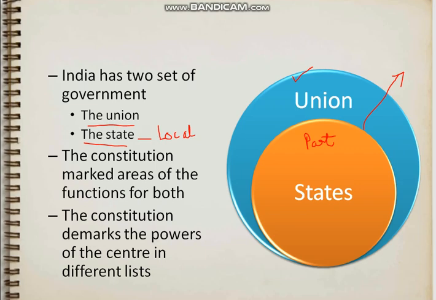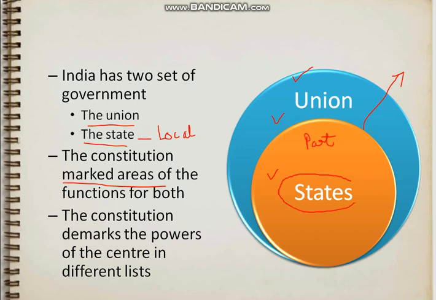The Constitution marked areas of both the functioning. The Constitution has marked the areas where the state will work and where the union will work. That is already marked and mentioned in the Constitution of India, and this helps the states and the union to work in a very smooth manner. Now just imagine if the work and the functioning is not properly marked up, then what will happen?